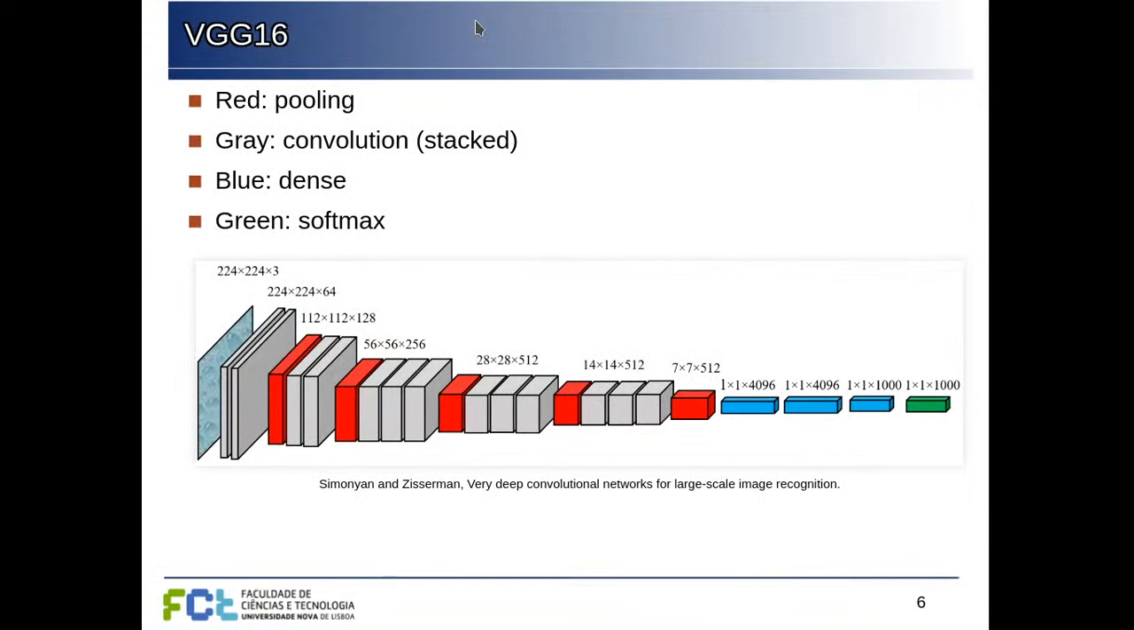So one thing that VGG16, a network that came 1 or 2 years later, tried to solve was this reliance on very large kernels. And the way they did this was by stacking smaller kernels. So you can see here the scheme of this architecture. We have here in gray convolution layers, in red max pool, and then we have here the dense layers and the softmax layers.